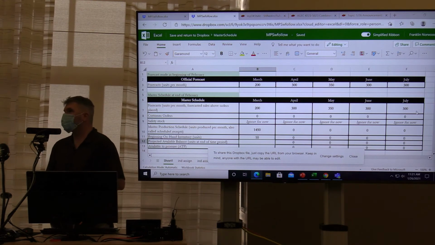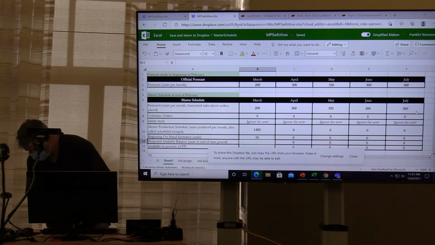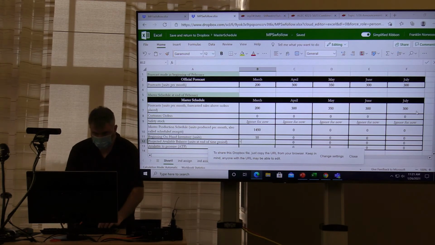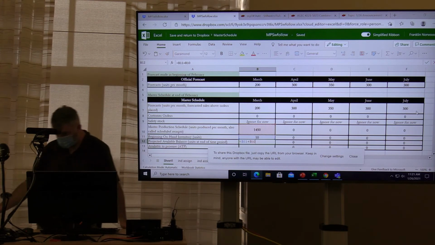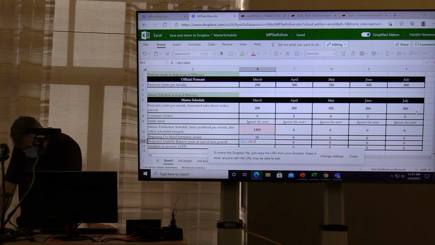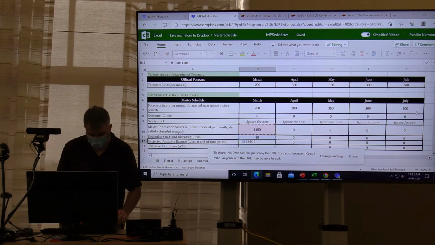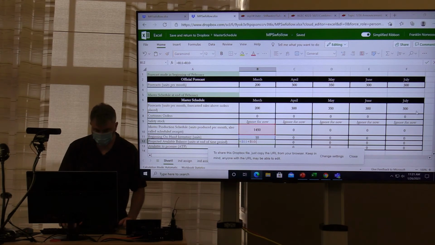What two numbers am I going to add together? The 1,450 plus 10. Yep. So I start off with 10, and I'm adding 1,450. Gavin, what do I need to subtract from that number? The forecast. The forecast of what month? It would be March, which would be 200.